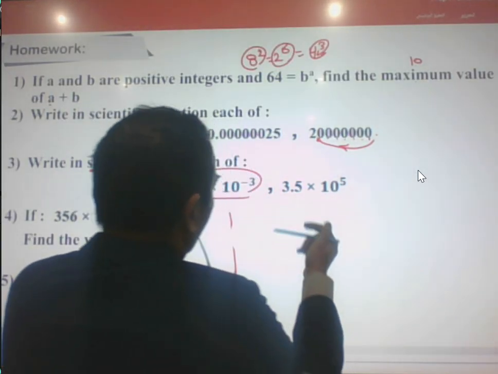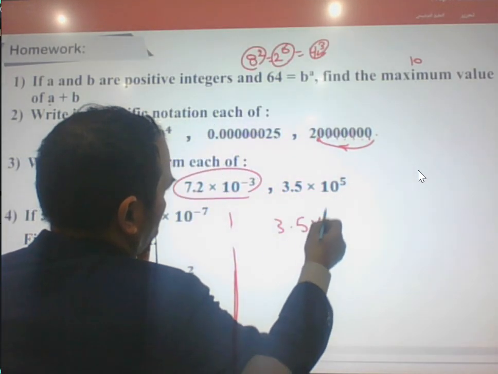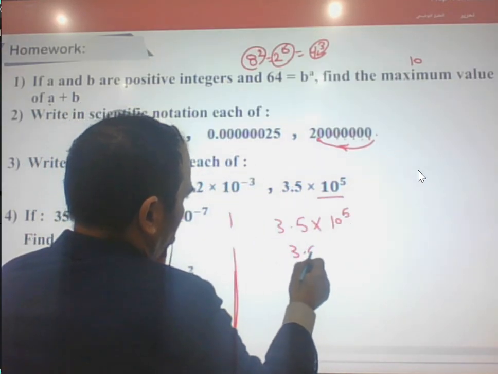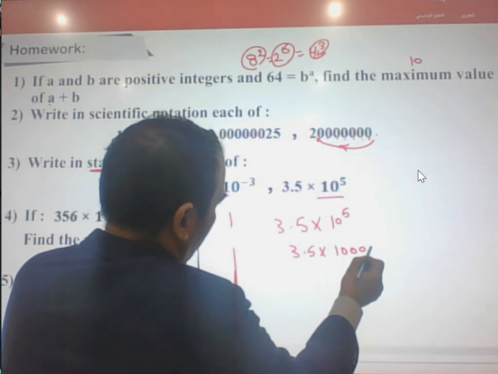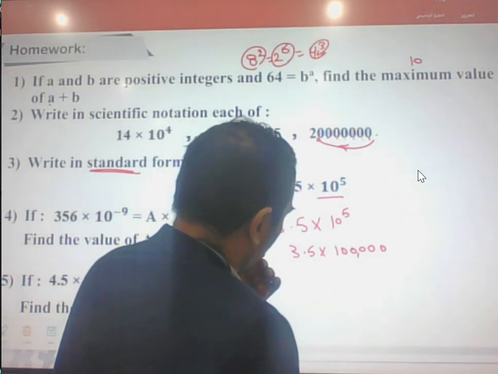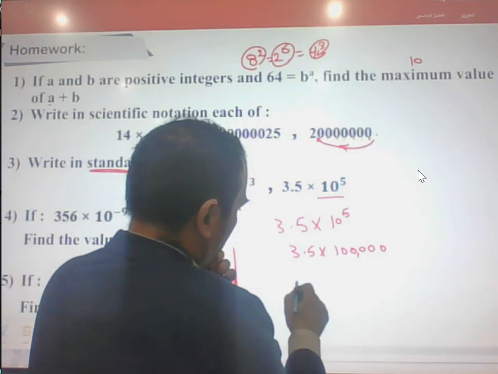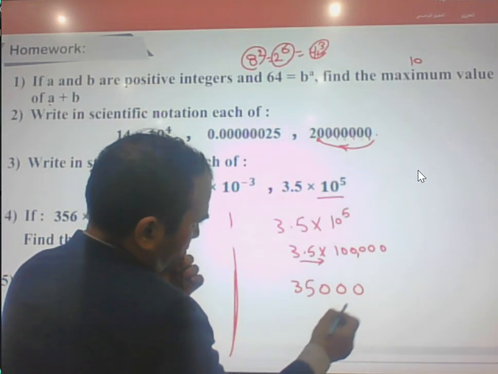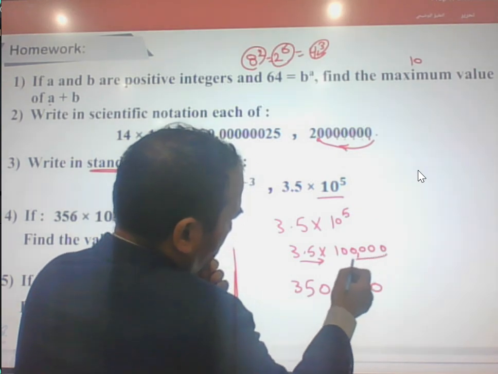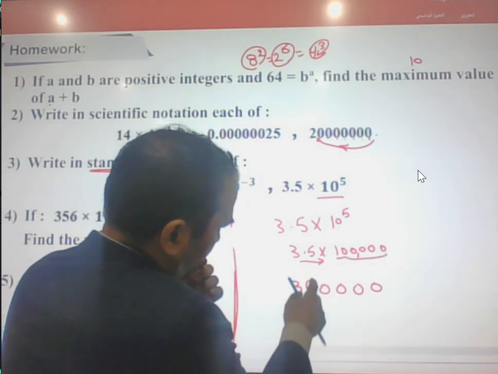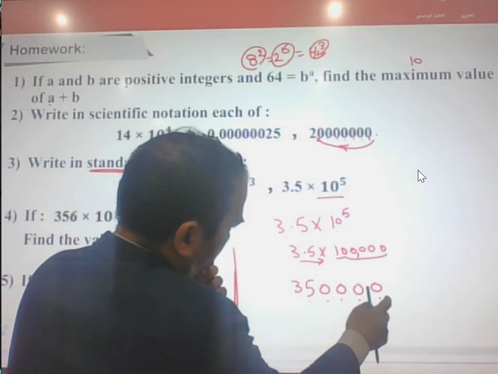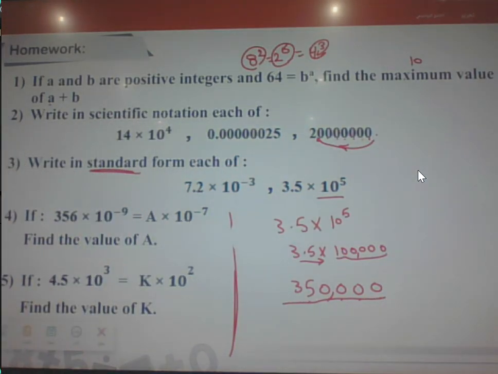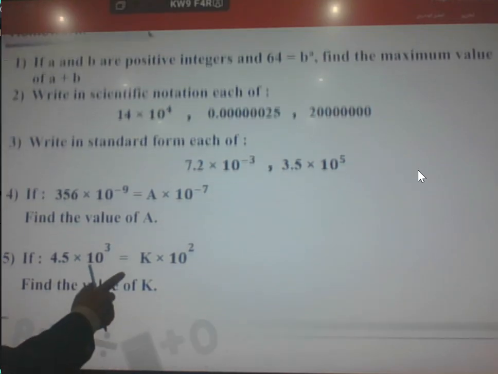Next question, 3.5 product by 10 power 5. What is its meaning? 3.5 product by 1 and have 5 zeros behind it, product by 100,000. Move the point right-hand side by 5 places, right? 3, 5, and then count with me 1, 2, 3, 4, 5. Okay, 5 zeros. Then we move by 5 places, 1, 2, 3, 4, 5. Then the result will be 350,000. Next question.